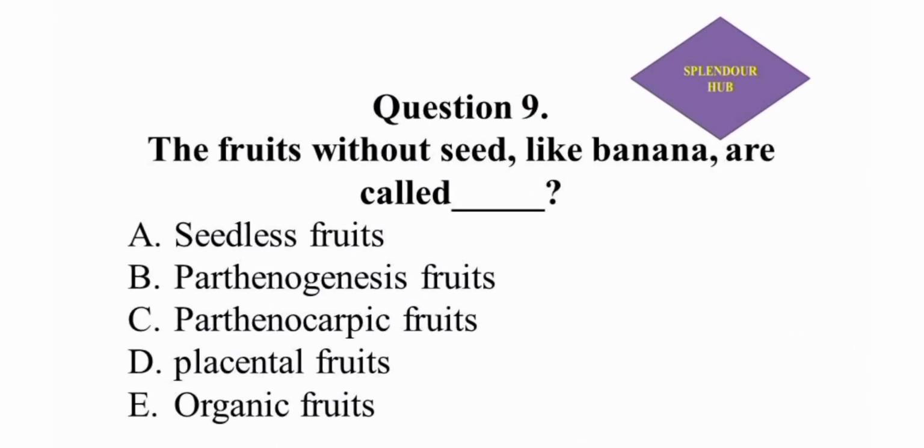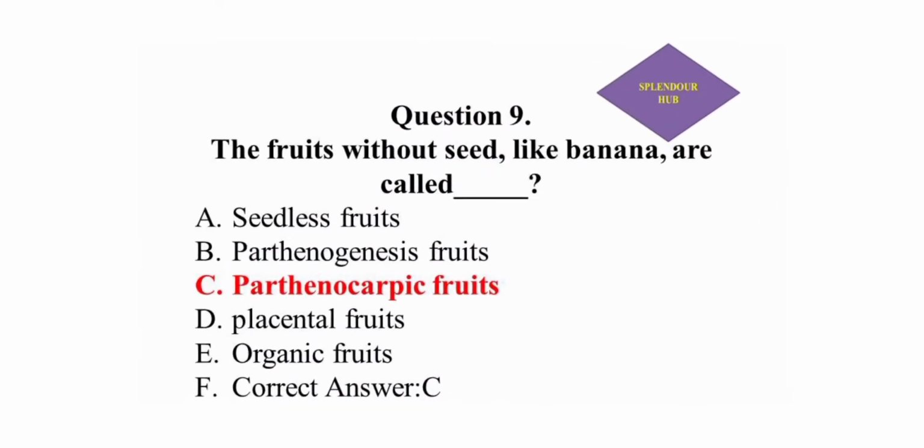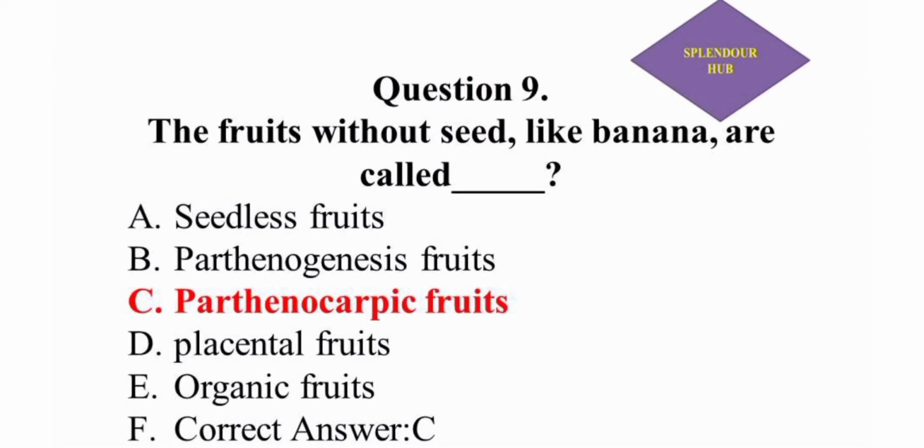Question 9. The fruits without seeds like banana are called option A seedless fruits, option B parthenogenesis fruit, option C parthenocarpic fruit, option D placental fruits, option E organic fruit. Answer: the fruits without seeds like banana are called parthenocarpic fruits.